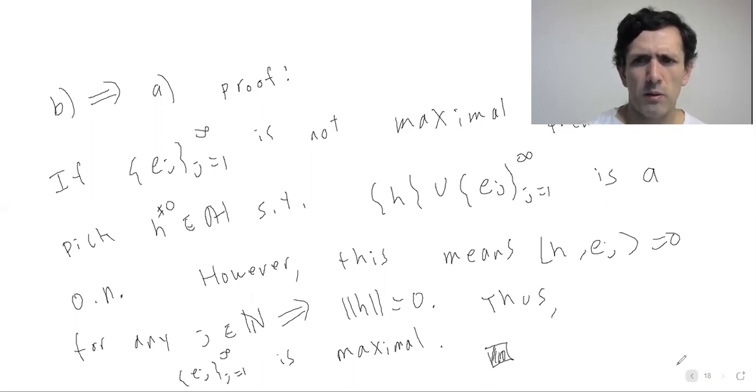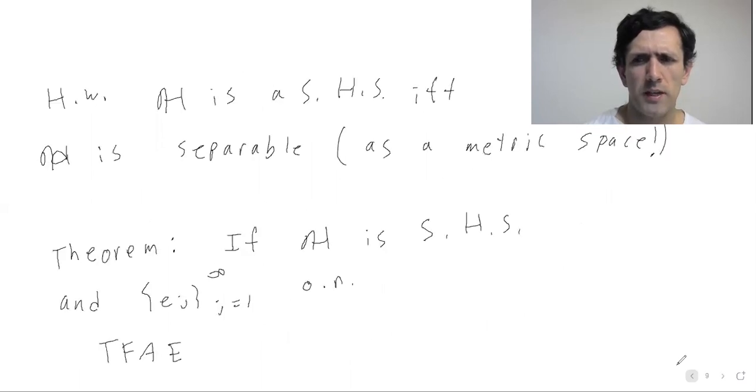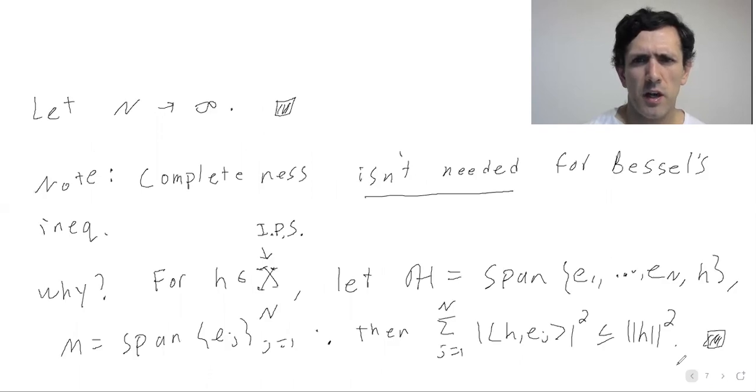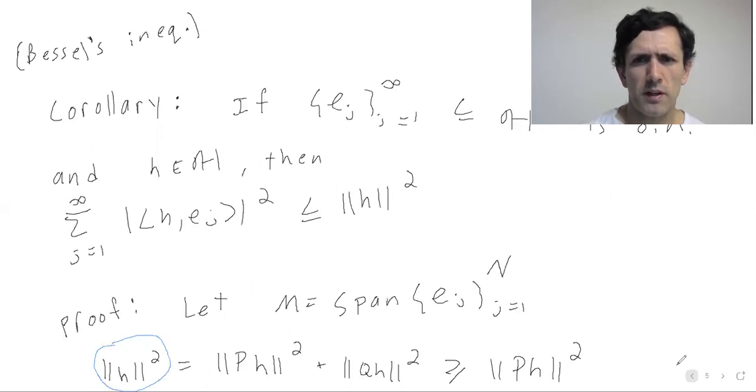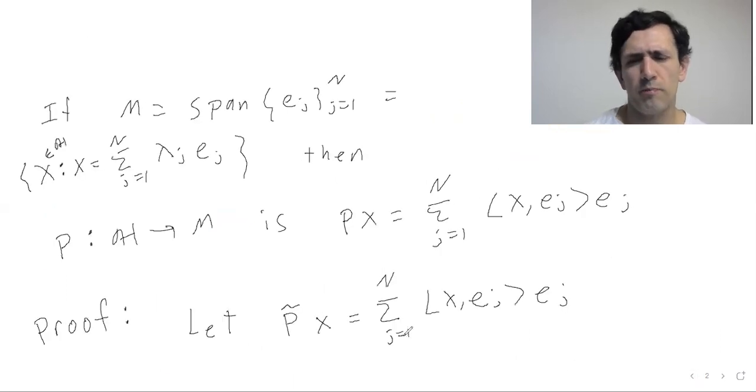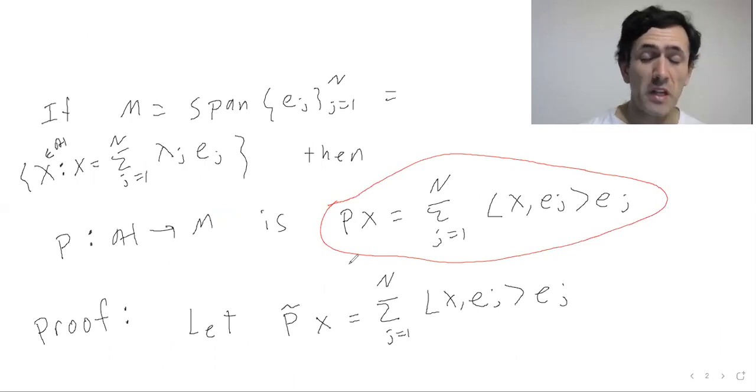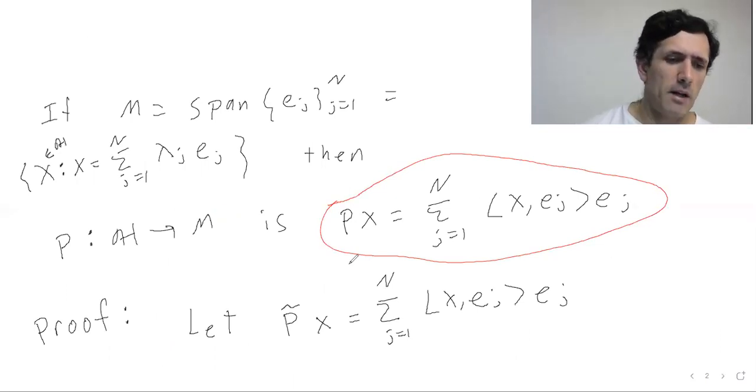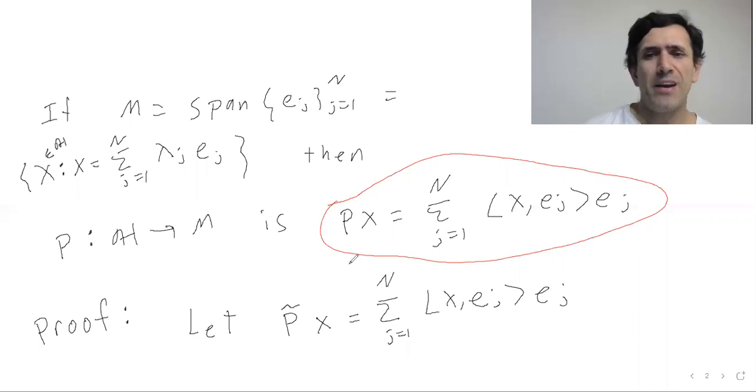In the next video, I will show that for any orthonormal basis in a separable Hilbert space, this formula holds true. Rather, if you have a separable Hilbert space and you have an orthonormal basis for a closed subspace of your Hilbert space, which is itself a Hilbert space, then the orthogonal projection is just given by the sum here, j equals 1 to infinity.